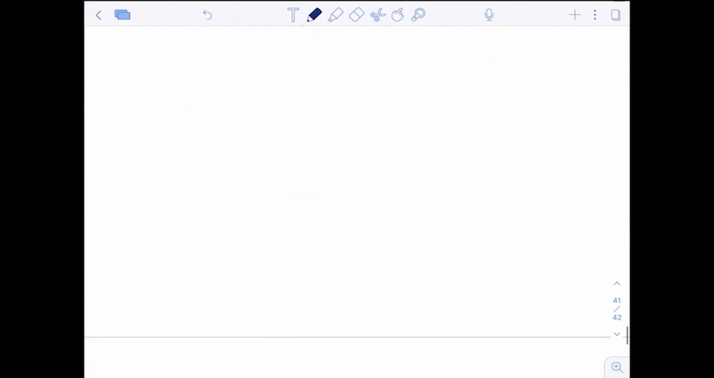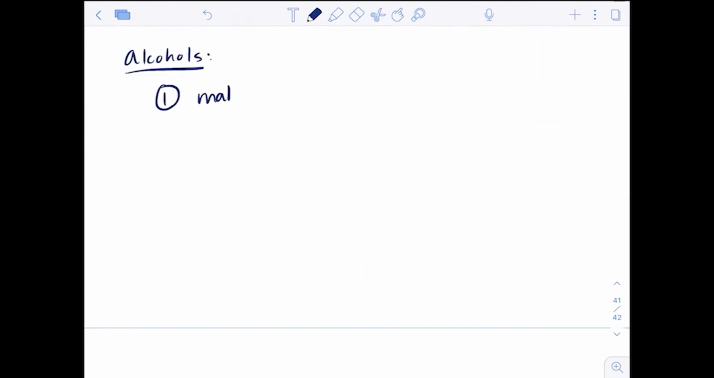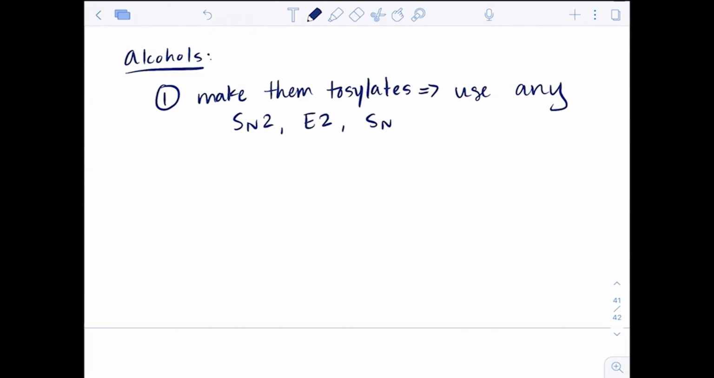So just to recap, for alcohols, you have one of two options. Make them tosylates. And then you can use any of our chapter 7 SN2, E2, SN1, E1 reactions. So this will work for primary, secondary, or tertiary tosylates, according to our primary, secondary, or tertiary alkyl halides.